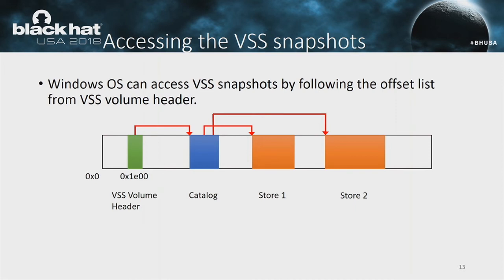VSS accesses snapshots by following the offsets as in this figure. First, it gets the catalog offset from the VSS volume header at 1E00 in hex here, and then acquires a store offset on the catalog here. Then it can access the store here or here.